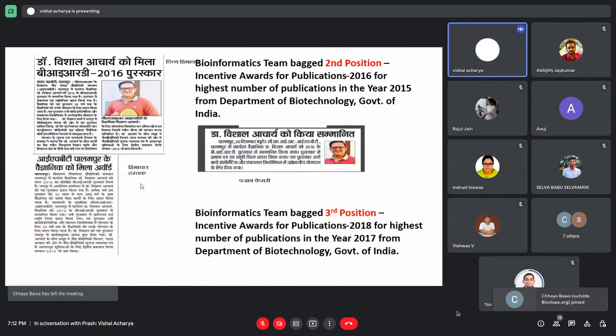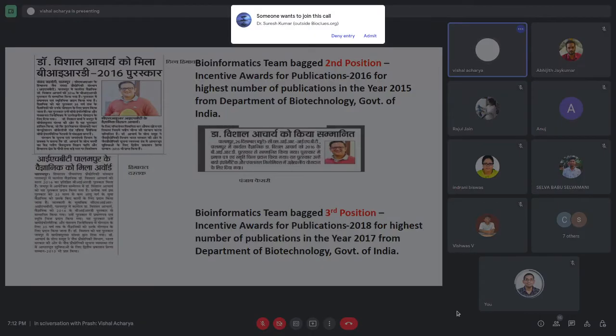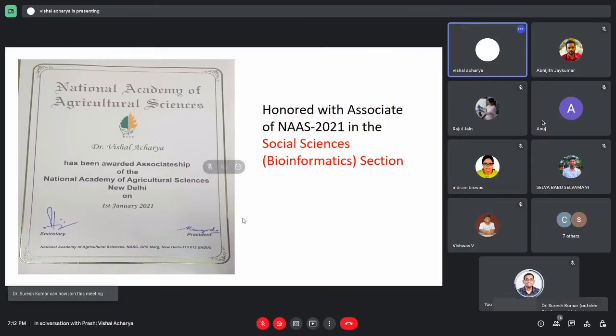This is all for the bioinformatics organization, where we had a bioinformatics infrastructure facility. We got second position for the best application overall from the Department of Biotechnology, and again in 2018 we got third position. And lastly, I was honored with Associate of the Academy in 2021 in the bioinformatics section.